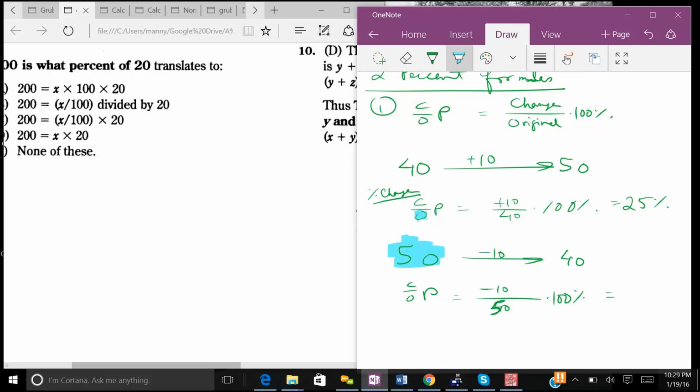This is the original. You just see that, okay? So then that is negative 20%. Okay? You see the difference?